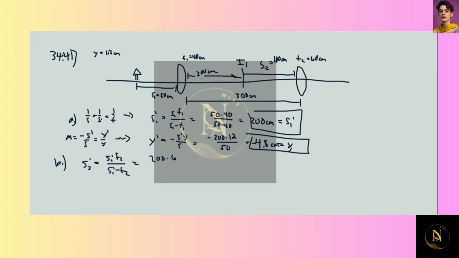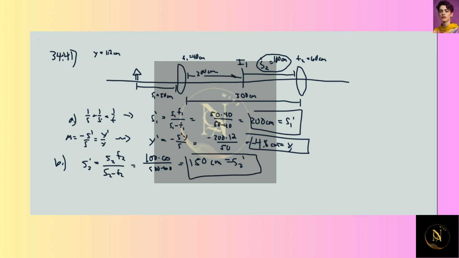Oops, my bad. This isn't quite S1 prime, because of where the lens is. S1 prime is 200 to the right of the first lens, but that's equivalent to 100 to the left of the second lens. So let's roll this back and call this S2, because they are actually different, as I wrote up there. So S2 prime is S2 F2 over S2 minus F2, where S2 is 100. So this is 100 times 60 over 100 minus 60, and this equals 150 centimeters.